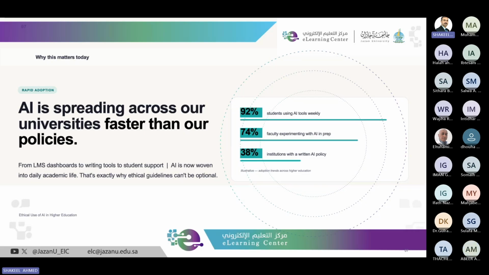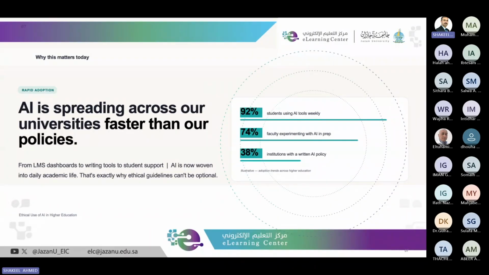AI is moving faster than our policies, and when that happens, students are left to figure out the rules on their own, which means some will make poor choices and some will be unfairly punished for choices that were never clearly defined as wrong. So that is not fair to anyone, and it is entirely within our power to fix it.